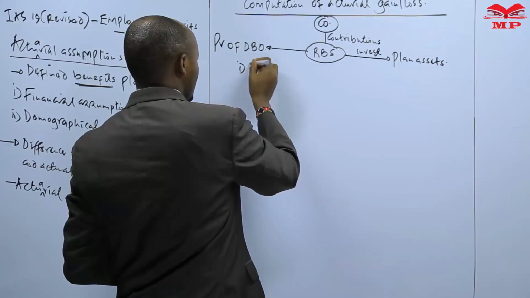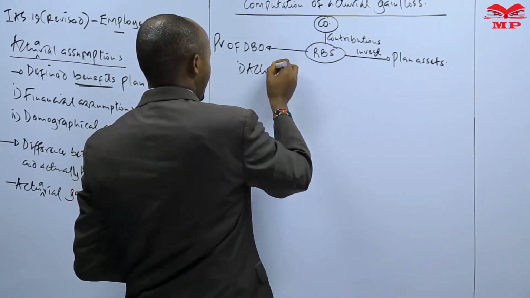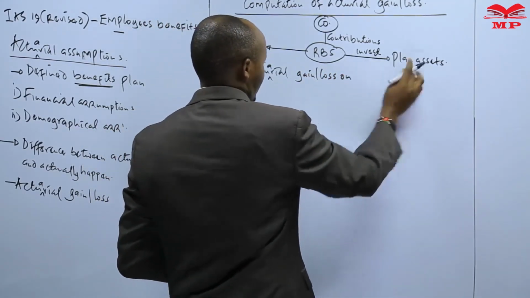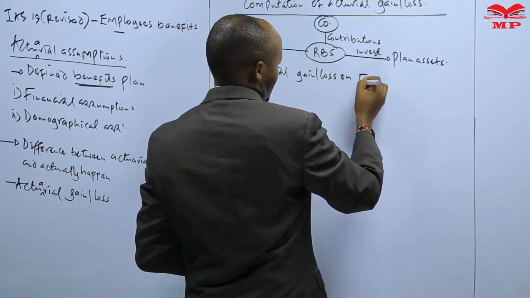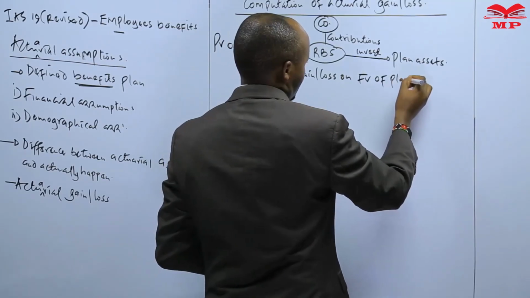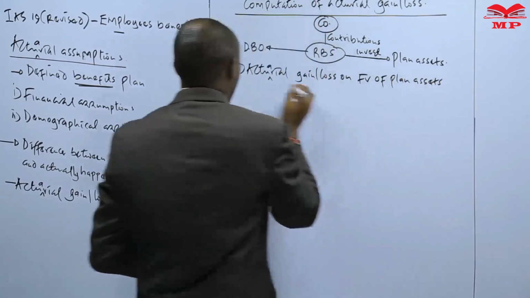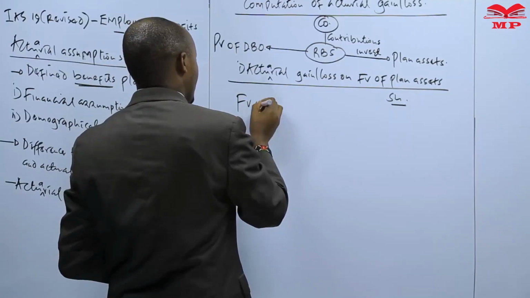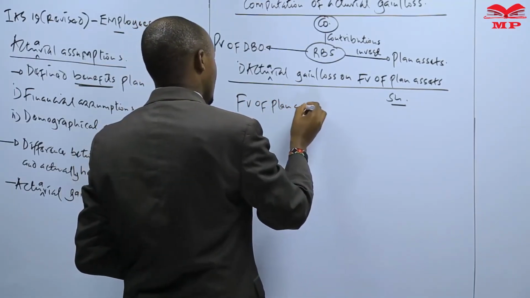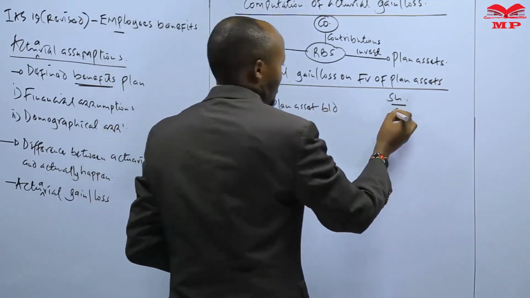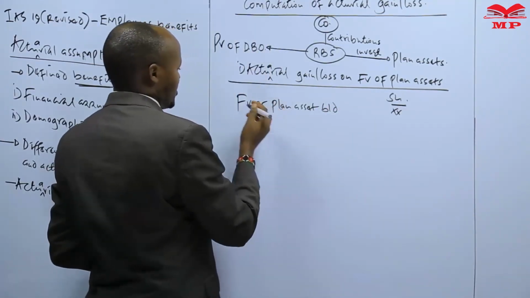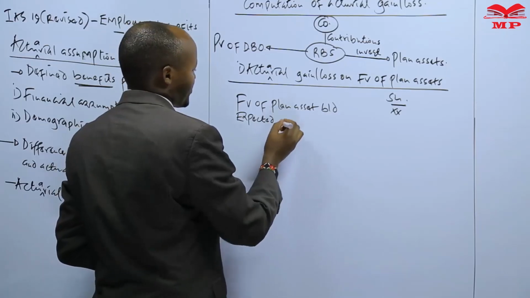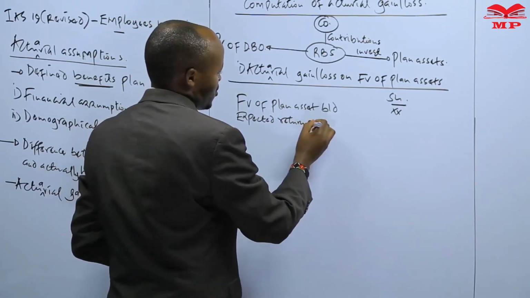Now, first of all, to compute the actuarial gain or loss on plan asset, or basically what we refer to as the fair value of plan asset, what we do is that we are supposed to take the fair value of the plan asset as at the start of the year. This we are going to adjust with a number of items. One, to that we add the expected return on plan asset.